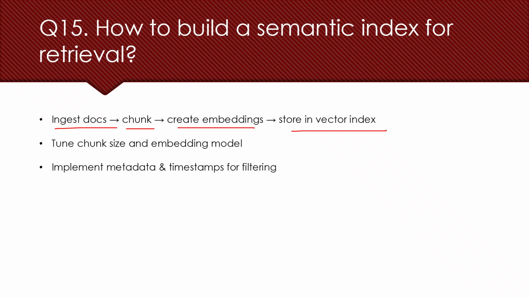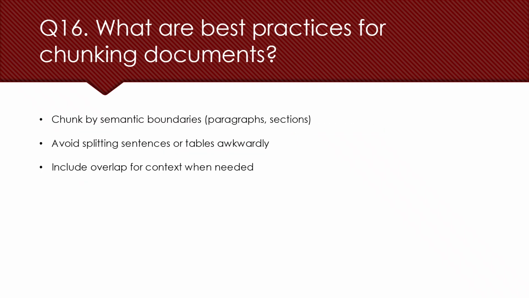The next step is a well-tuned index. Whatever chunk size we have, we embed that with the model, and then we implement metadata and timestamps for filtering of those chunks. A well-tuned index yields highly relevant retrieval results and improves grounding quality. The grounding we already discussed in the previous slides.